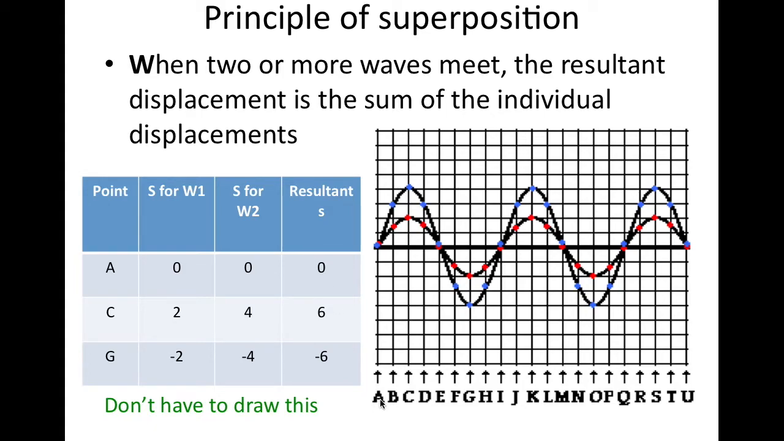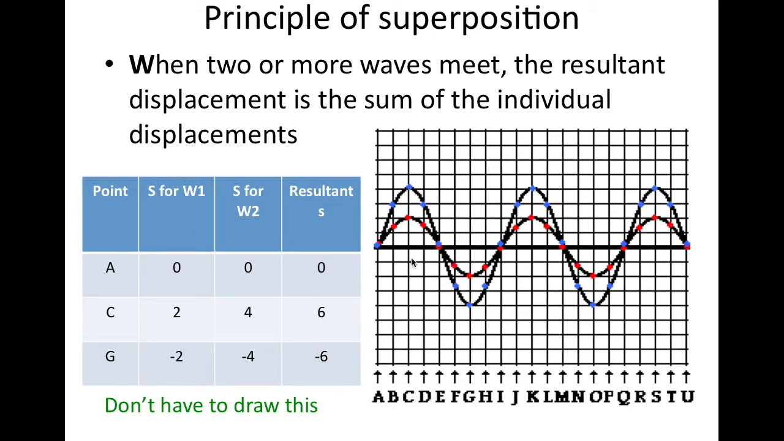We have the grid down here for points A all the way to U, and we're just going to do a select few so you can kind of get an idea of how to find the resultant displacement. If you're looking at point A here, we have the displacement for the first wave, which we will call the one in the red. We have a displacement of 0. For the displacement for wave 2, which is with the blue dots, it is also 0. Therefore, if we find the sum of this is obviously 0.